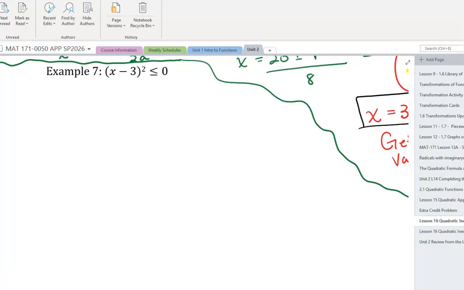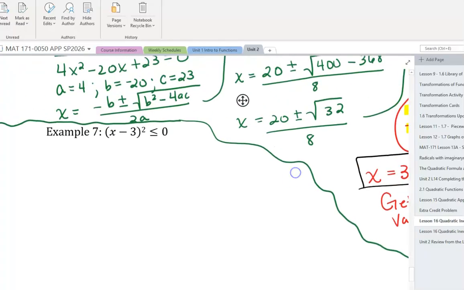Example 7. X minus 3 squared is less than or equal to 0. You might think at first that you should square this before you try to solve it. But this is different than example 6. So let's take a minute and compare the two.